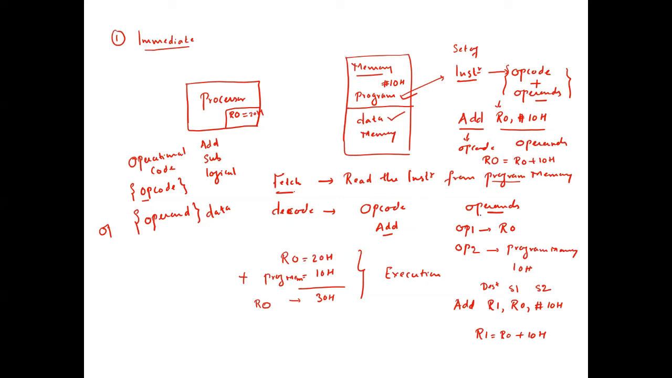Now, if you look at the mechanism, how this immediate value is read from the program memory and then added with the register content, this is one way of accessing the data by the processor. So this way of accessing data is called the immediate addressing mode. Are immediate addressing modes faster in execution?